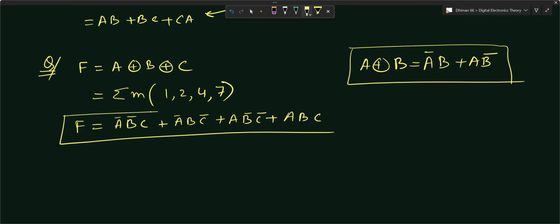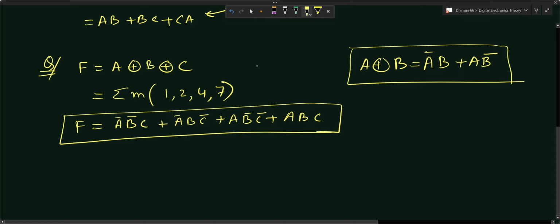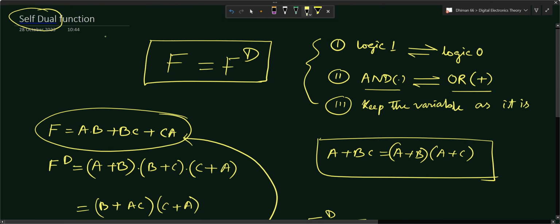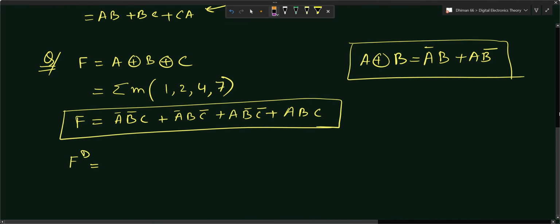Now we have to find out the dual of this given function, and we have to prove that this given function is in self-dual mode. Now let us find out the dual of the given function. So what is the formula, or what are the steps? Let us revise. The first step is logic 1 will be replaced with logic 0, AND gate will be replaced with OR gate, and keep the variable as it is. So these are the 3 steps. So we have to follow here point number 2 and 3. Okay, so let us find out.